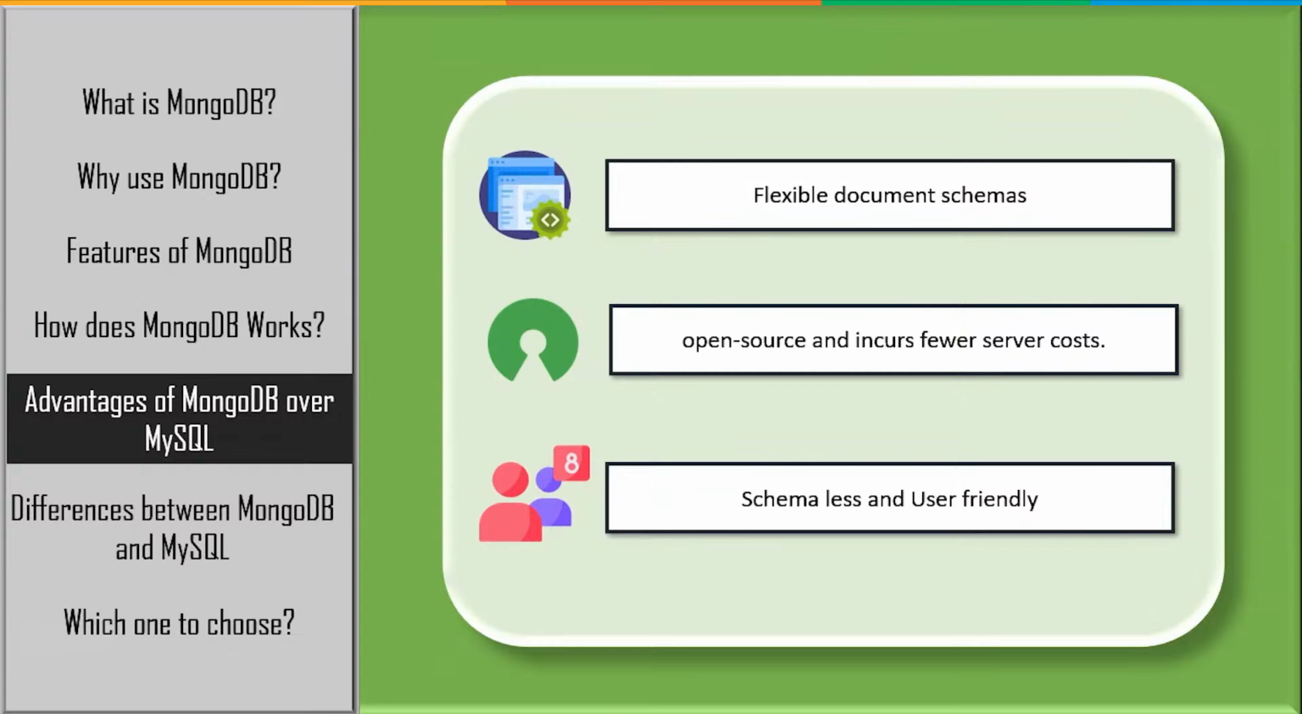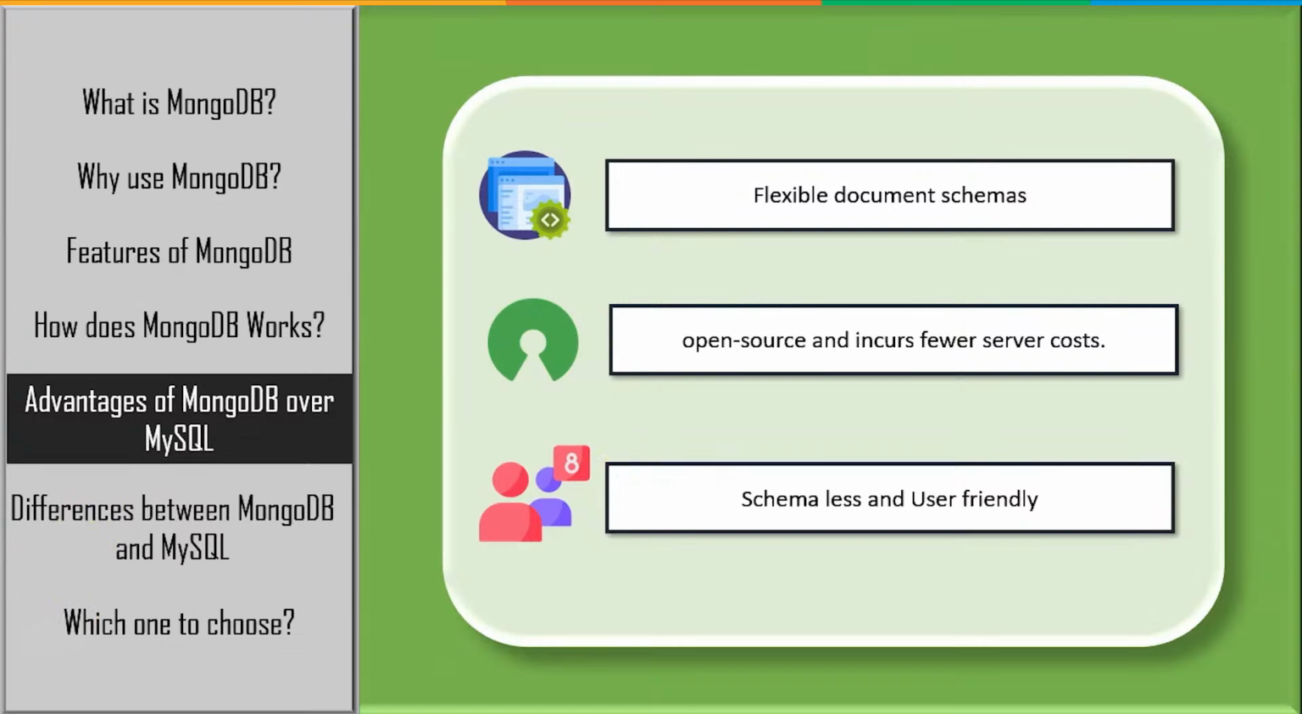So unlike MySQL, where you need to define a schema while creating a new table, that is the whole structure of the table, as in which the attribute type, you have to allot the primary key and so on. In MongoDB, you are not required to do that. You can just directly go with it. Now, the second advantage is, of course, it is open source and it incurs few server costs.